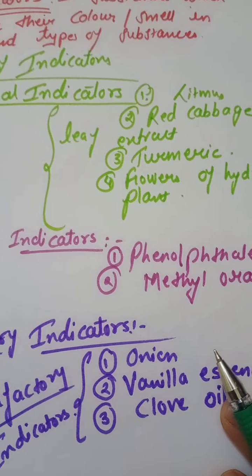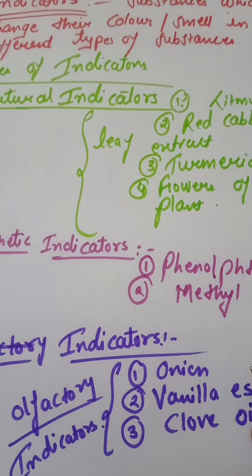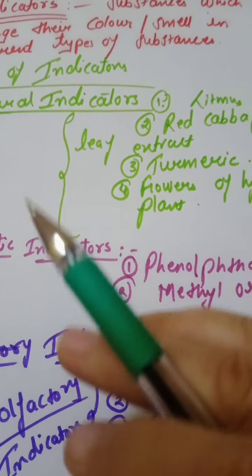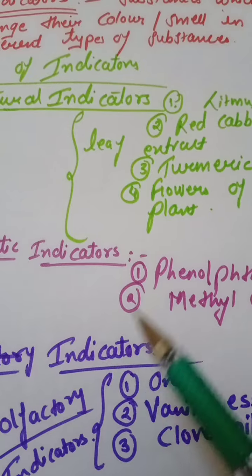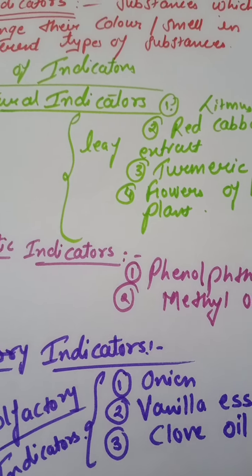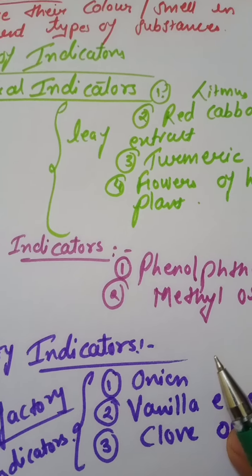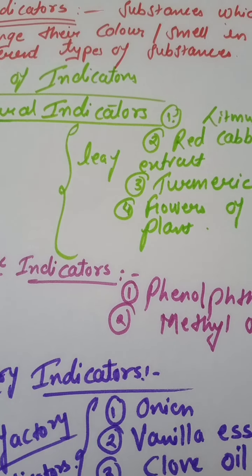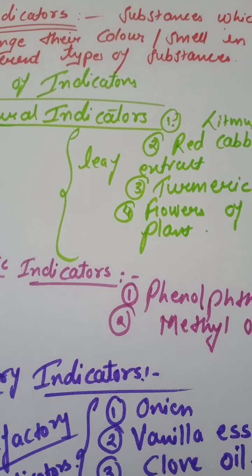Students, I hope you have understood today's session, basically the types of indicators. One question may be asked regarding this for 3 marks. That's all for today's session. In the next session, we'll discuss more about the chemical properties of acids and bases.